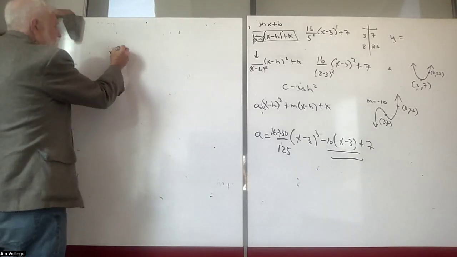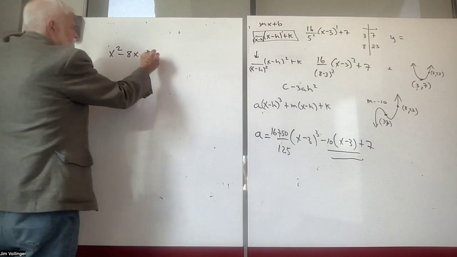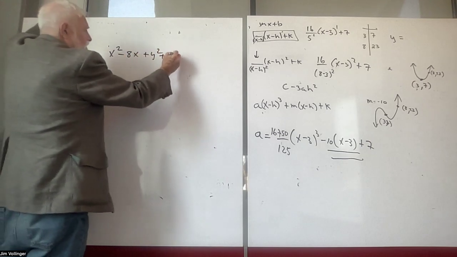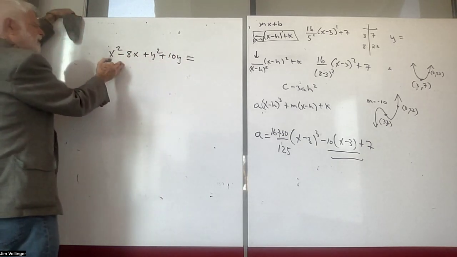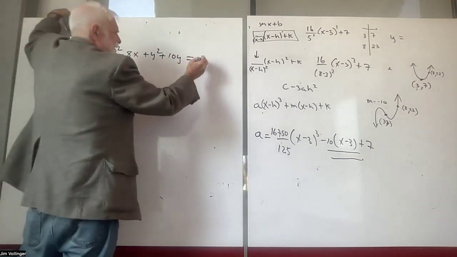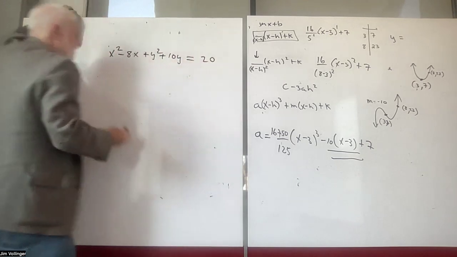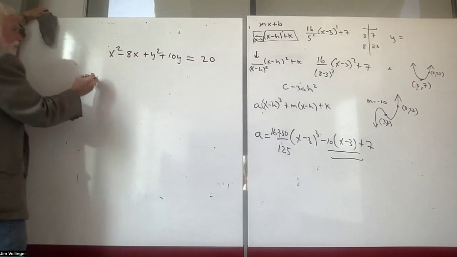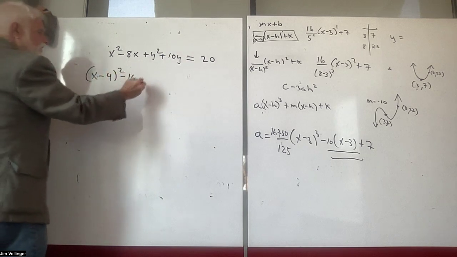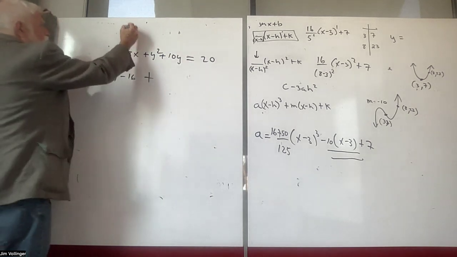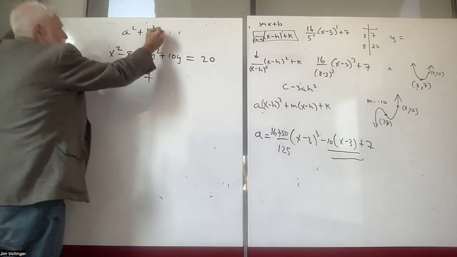So let's just look at x squared minus 8x plus y squared plus 10y. Let's get a different one. Let's go 25 and 4, 9, 29. Let's go plus 20. All right, so x squared minus 8x could have been written as x minus 4 squared minus 16. And this is just a quad. A squared plus b squared equals c squared.